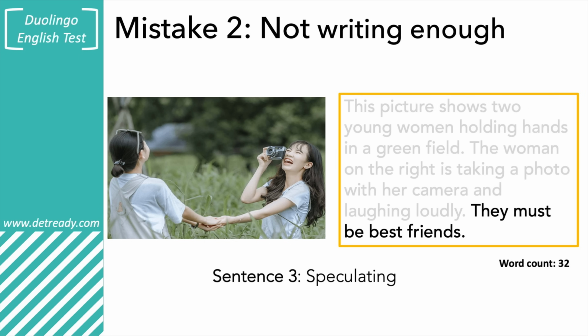Then sentence 3 is where you can speculate. Now you might not have time to do 3 sentences, and that's okay, but if you do, then you can speculate. For example, they must be best friends. That's a speculation. I don't know that, I'm just guessing.